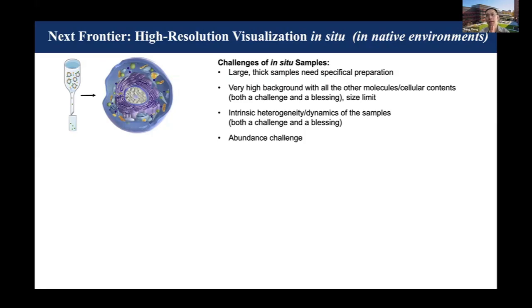Then, of course, for these in situ samples, there are a lot of challenges you have already heard. First, actually, sample prep. Unlike your purified samples, they need special preparation because the cell sample is, for example, very thick. You have to mill it. Then even if you manage to get a very good specimen, the nice thickness, good contrast, we can see, still there's very high background there because everything is inside the cell. And also there are all the molecules.